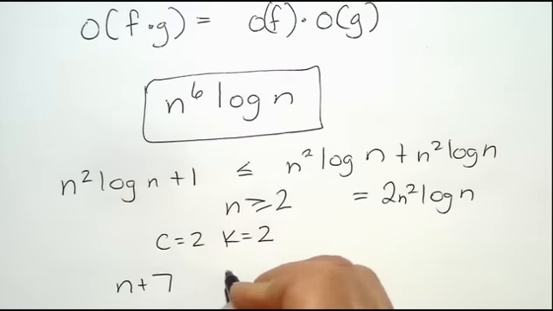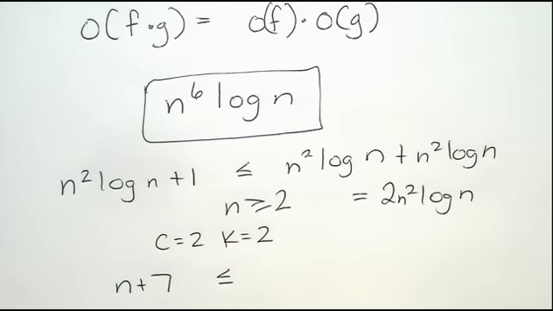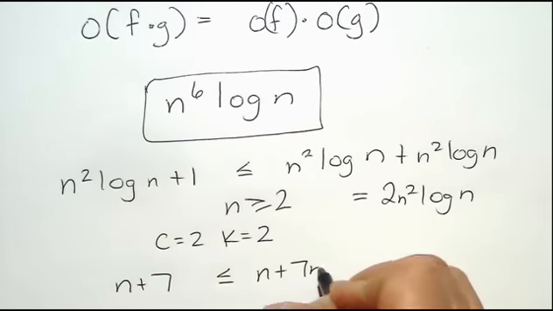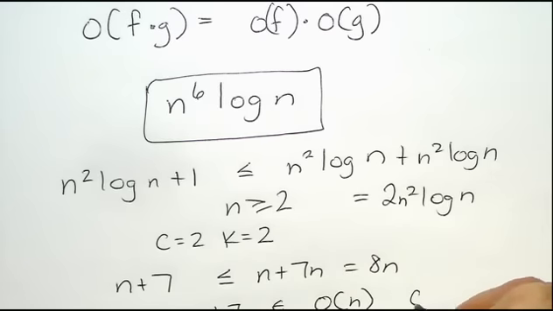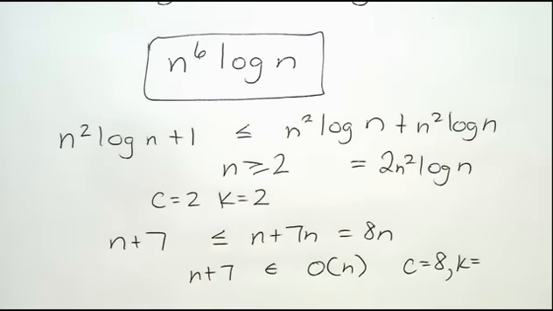n plus 7 is less or equal to n plus 7n, which is equal to 8n. So now n plus 7 is in big O of n with c equals 8 and k equals what? What k lets me replace 7 with 7n? 1. So if k is at least 1, I can replace 7 with 7n.